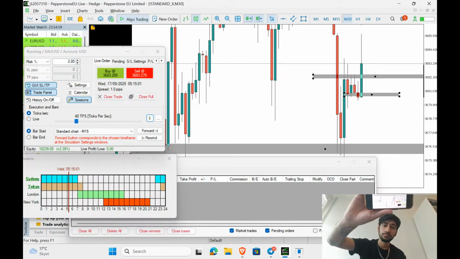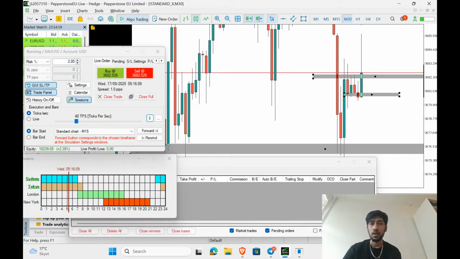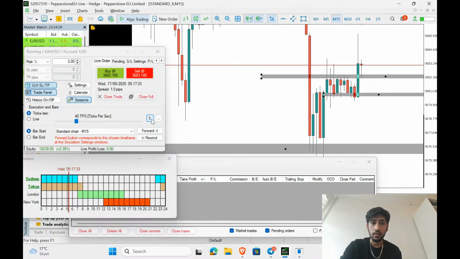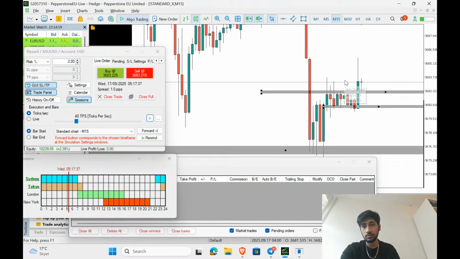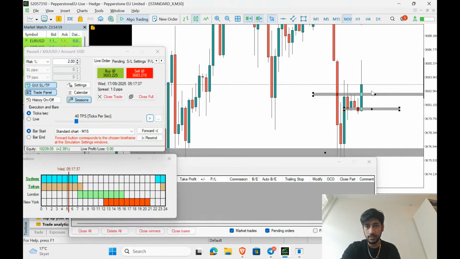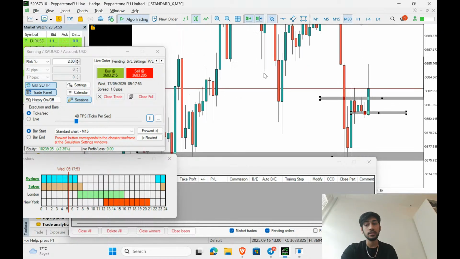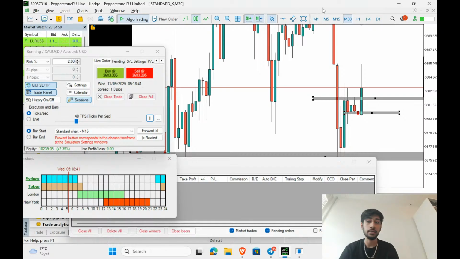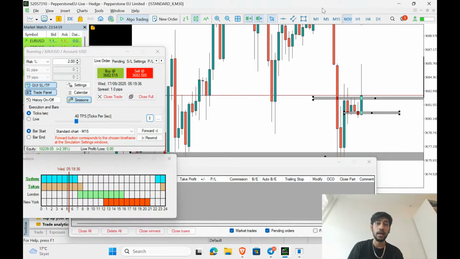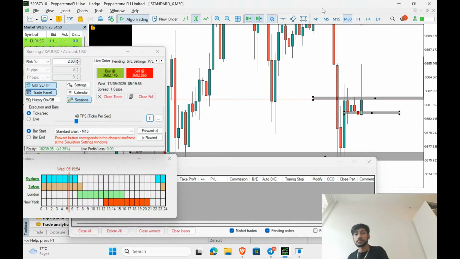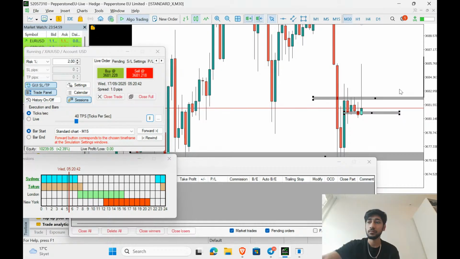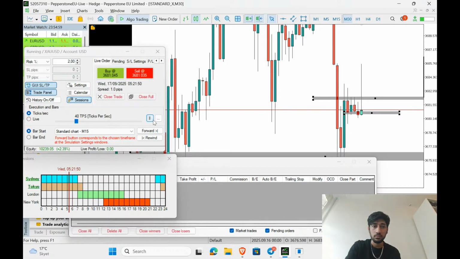I was checking my phone. 15-minute close bullish. Yeah. So look, if the 15-minute closes bullish, can we take a buy? No, because we need 30-minute confirmation. As I said, 30-minute confirmations are higher time frame, higher confirmations. So just wait.